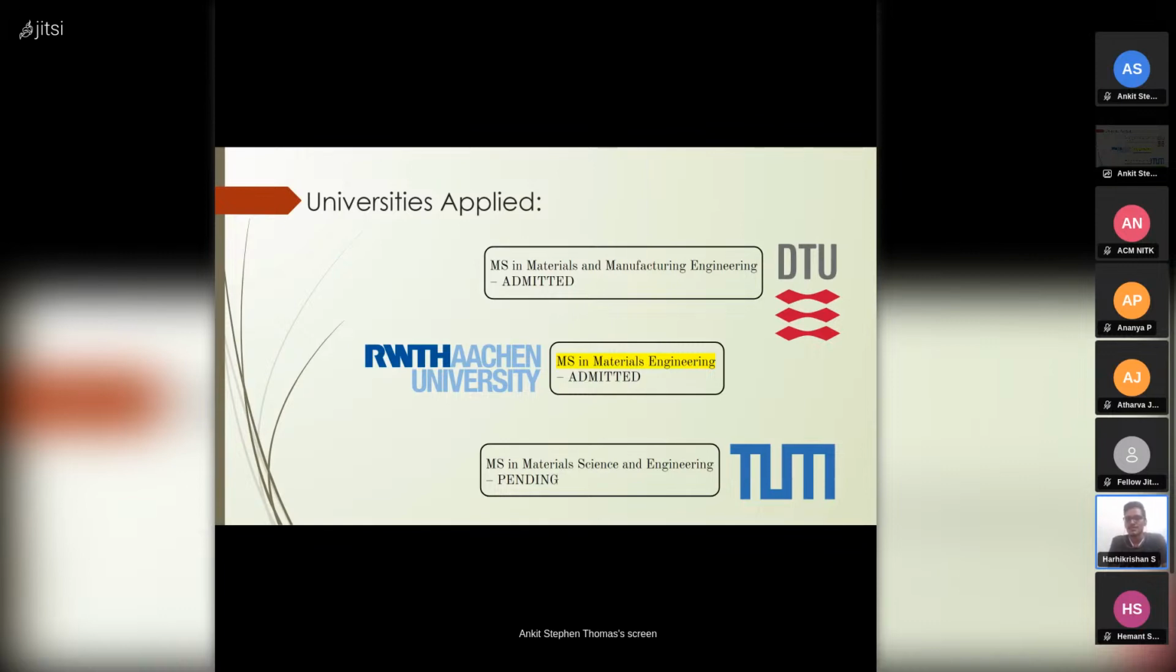And you see Denmark, DTU is the Technical University of Denmark, which is also one of the good universities in Europe. The course structure they give over the MS program is so unique, and I really love that. But in the end I'm going for RWTH because of the opportunities I have after the MS program itself. Next slide.